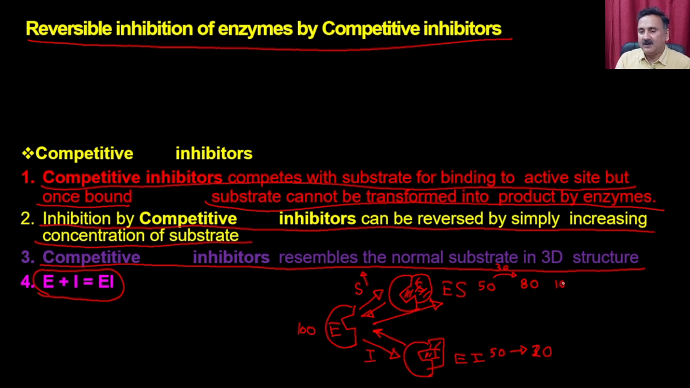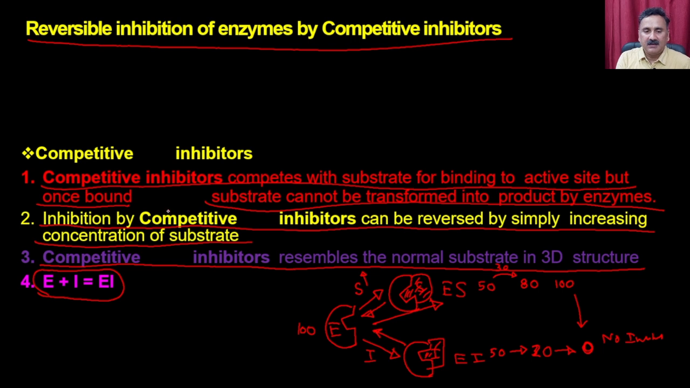Imagine that if I make it 100, then another 30 will be reduced. So the concentration of enzyme inhibitor complex is going to be zero. This means all the enzyme is now present as the enzyme substrate complex, and that's how at this particular stage there will be no inhibition, right?